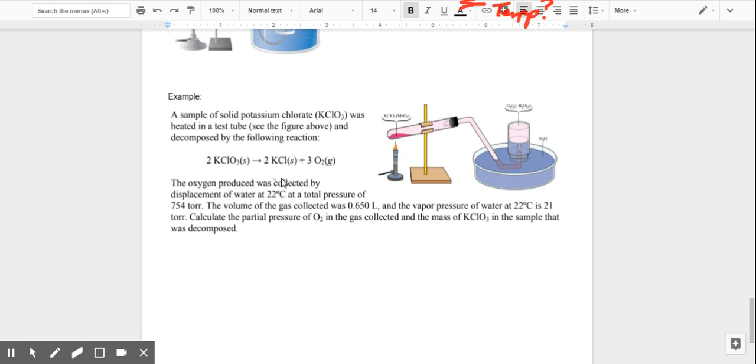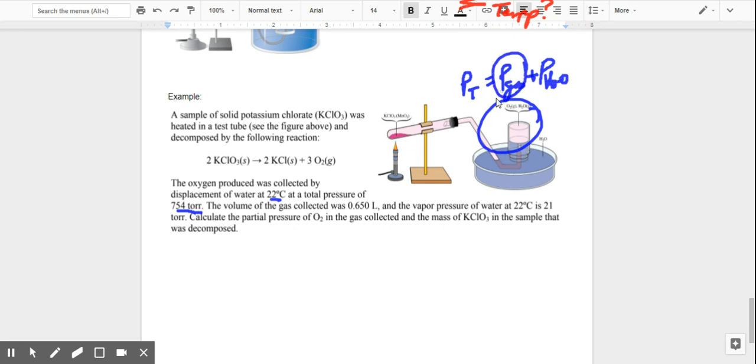The oxygen produced was collected by displacement of water. So this is the lab technique we're talking about. This is what we'll be working with in our lab later on as well. Over water at 22 degrees Celsius at a total pressure of 754 torr. So this total pressure that you have here is the pressure of the gas plus the pressure of the water, or vapor pressure of the water.